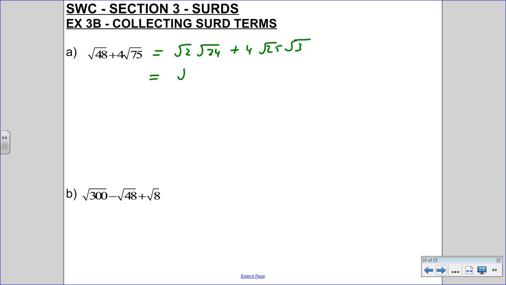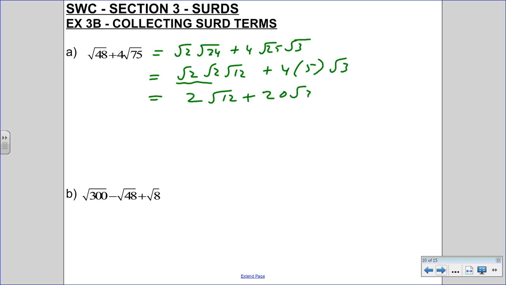Now, let's deal with this business. This root 24, again, doesn't look very nice. That's the same as root 2, root 12, yeah? If you're just breaking it down because it's even into 2s, plus 4 lots of root 25, which is 5, and square root of 3 can't be changed anymore. Root 2 times root 2 here is 2. So at the moment we're here. 4 times 5 is 20.